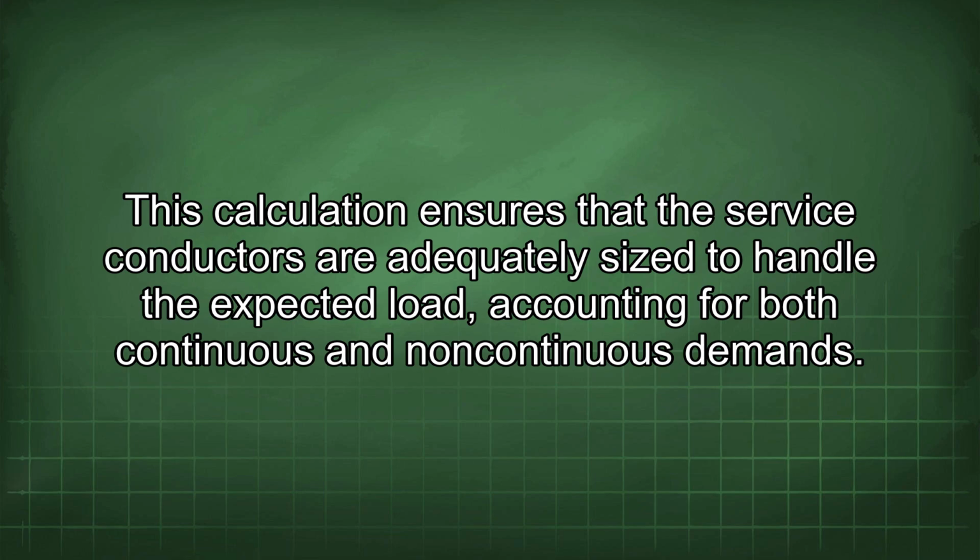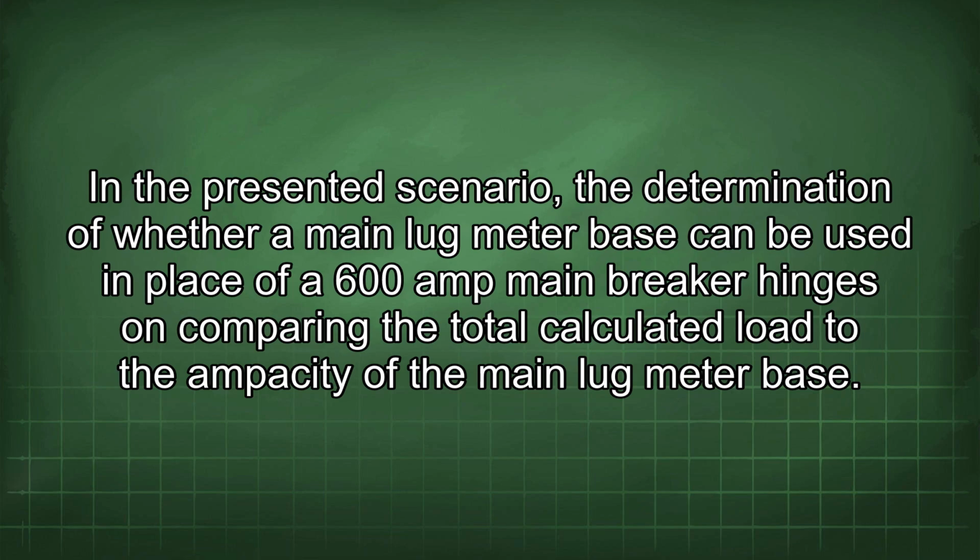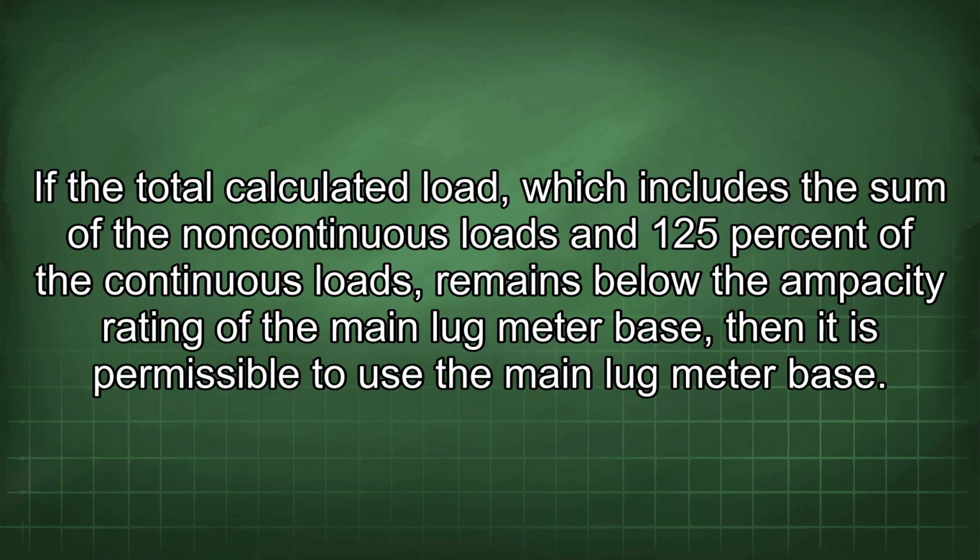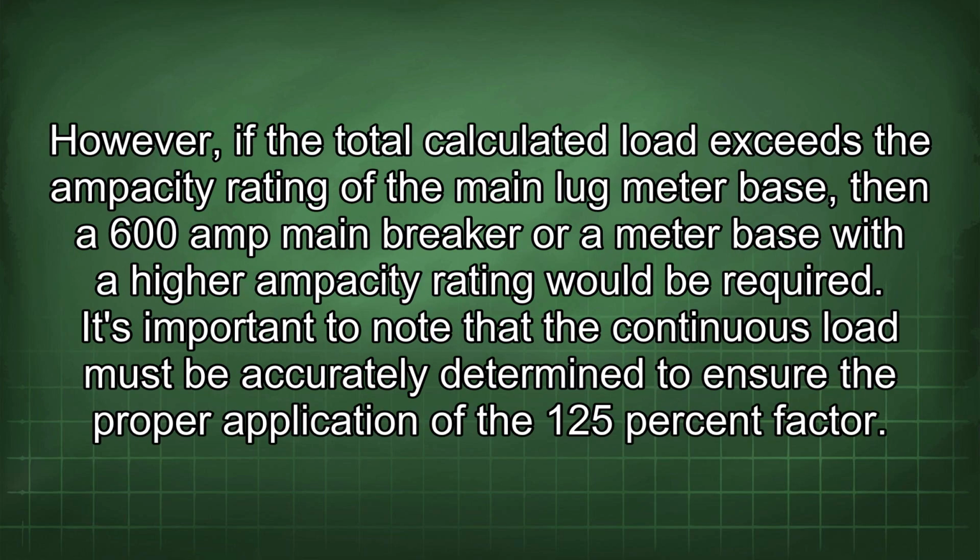In the presented scenario, the determination of whether a main lug meter base can be used in place of a 600 amp main breaker hinges on comparing the total calculated load to the ampacity of the main lug meter base. If the total calculated load, which includes the sum of the non-continuous loads and 125% of the continuous loads, remains below the ampacity rating of the main lug meter base, then it is permissible to use the main lug meter base. However, if the total calculated load exceeds the ampacity rating of the main lug meter base, then a 600 amp main breaker or a meter base with a higher ampacity rating would be required.